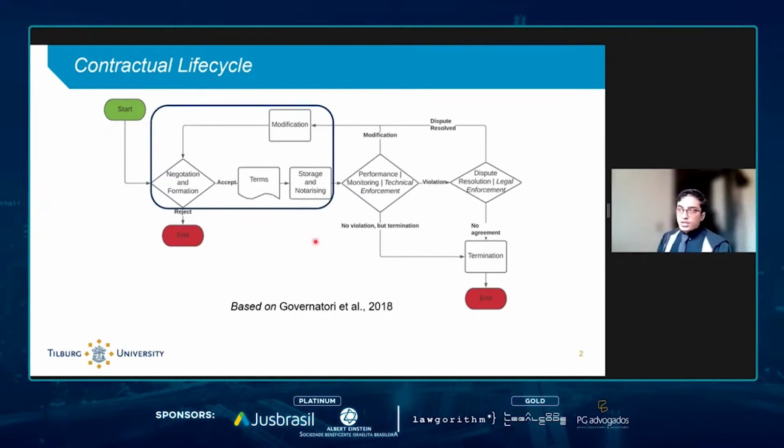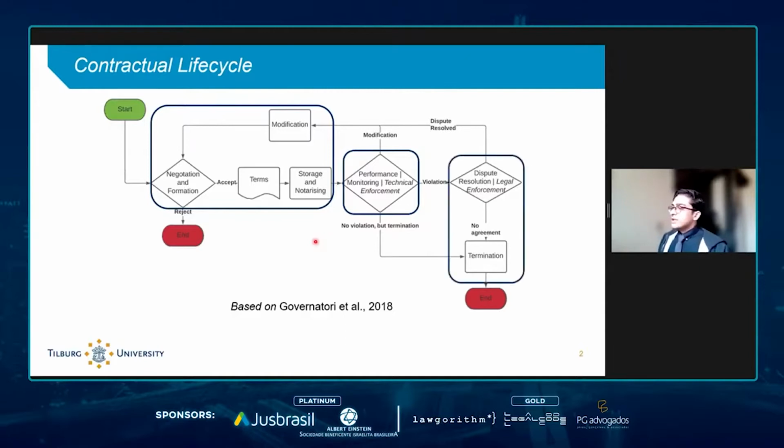This is also where the modification stage would come in, and this is where the storage and notarizing, if necessary, of a contract should happen. The second phase is where the users interact with each other and the real world to ensure that the terms of the contract are actually being put into effect, they're actually being performed. And in this phase, both the parties should ideally monitor each other for compliance with the terms. We also add a technical enforcement stage here, which is an exception, and we will come back to that in a later slide.